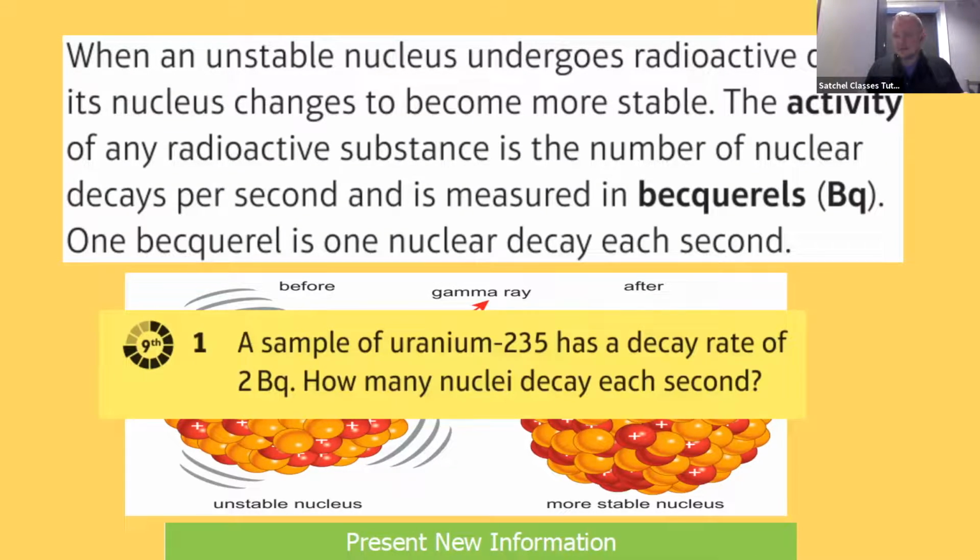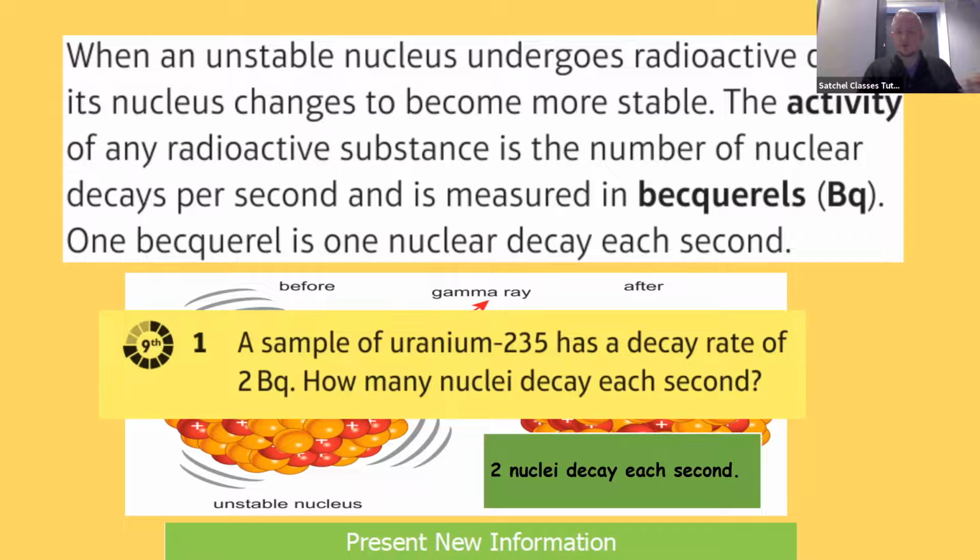As an idea of this, a sample of uranium-235 has a decay rate of 2 becquerels. How many nuclei decay each second? With 1 becquerel, the answer is 1 decay per second. 2 would be 2 decays per second. 100 becquerels would be 100 decays per second. If you like, it's a measurement of frequency because it's the number of decays per second.